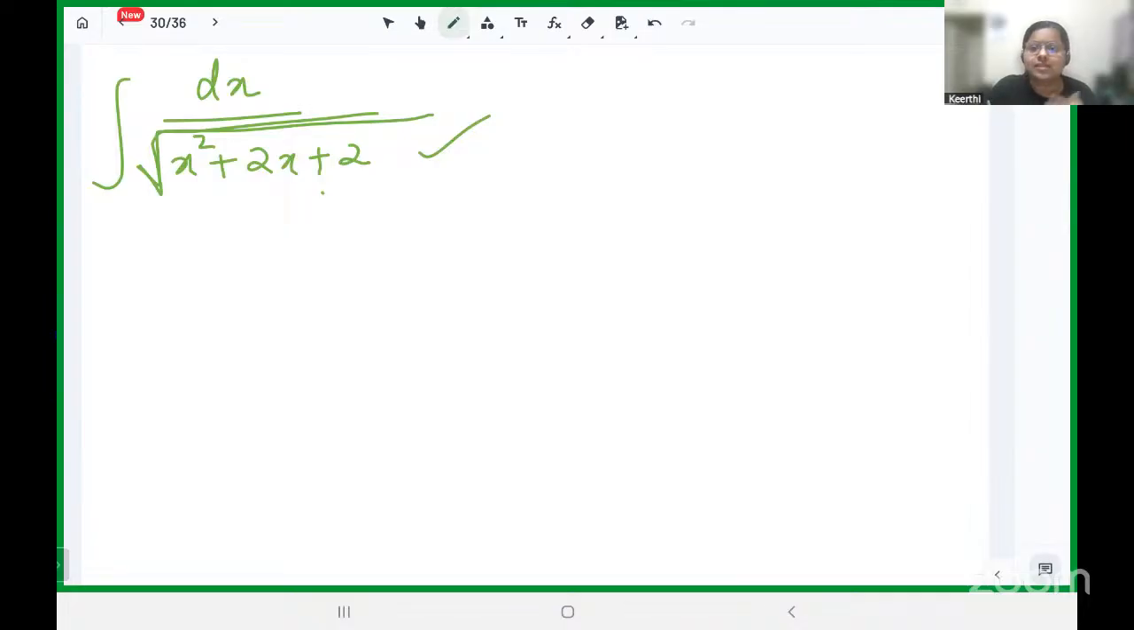First, you have to change this into a perfect square. To change this into a perfect square, first you take the coefficient of x. Here the coefficient of x is 2. Now you take half of it, that means 2 by 2. Half of 2 is 1. Then you take the square of it. 1 square is again 1. So which is the number that you have to add and subtract? It is nothing but 1.